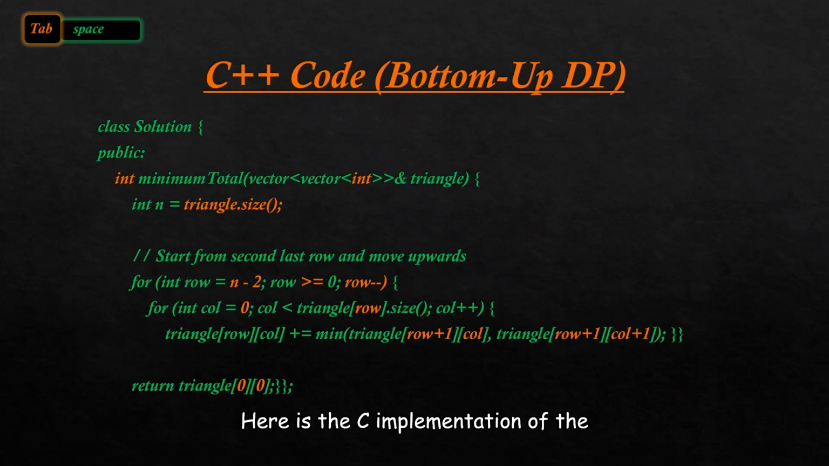Here is the C++ implementation of the bottom-up DP. Notice how we start from the second last row and work our way up. Each value in the row is updated by taking the minimum between the two possible children below and adding it to the current value. By the time we finish, the triangle's top element holds the minimum path sum. This is efficient, clear, and avoids unnecessary recursion.